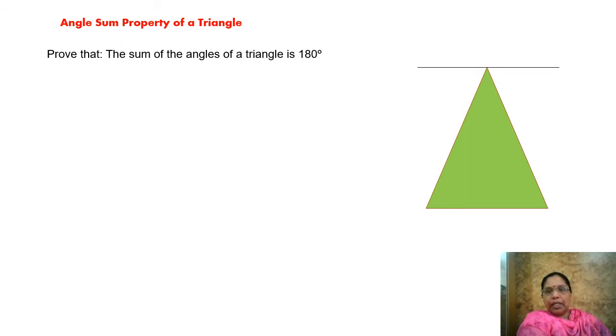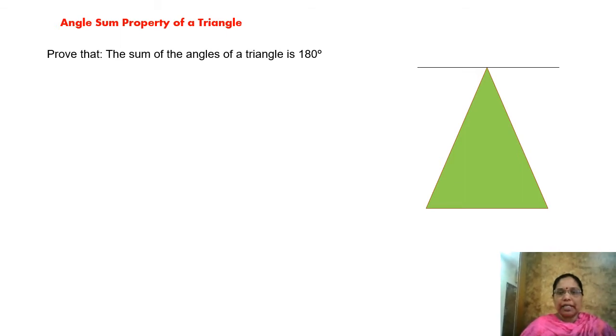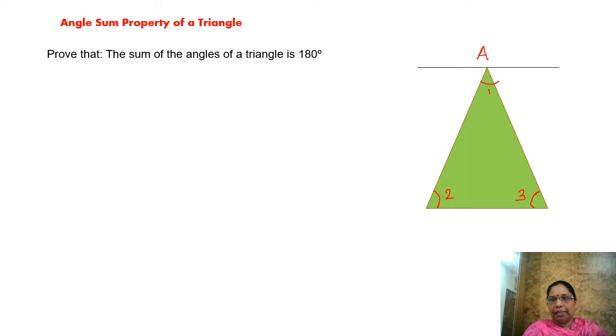Can you see the three angles of a triangle? You'll have to write angle sum property of a triangle, prove that the sum of the angles of a triangle is 180 degree, and then you will draw this figure. Now see here carefully. This is angle 1. This angle I'm marking as angle 2, and this angle as angle 3 of triangle ABC. I'm naming the triangle as ABC.